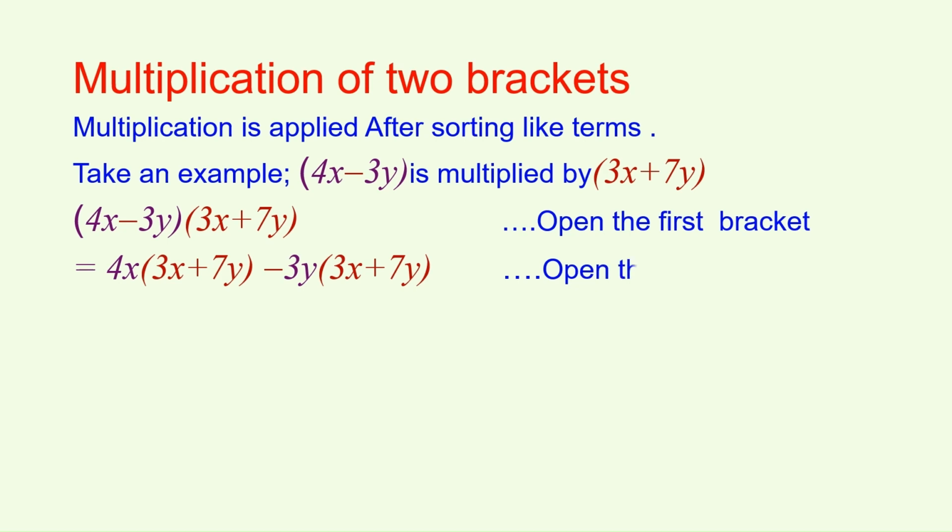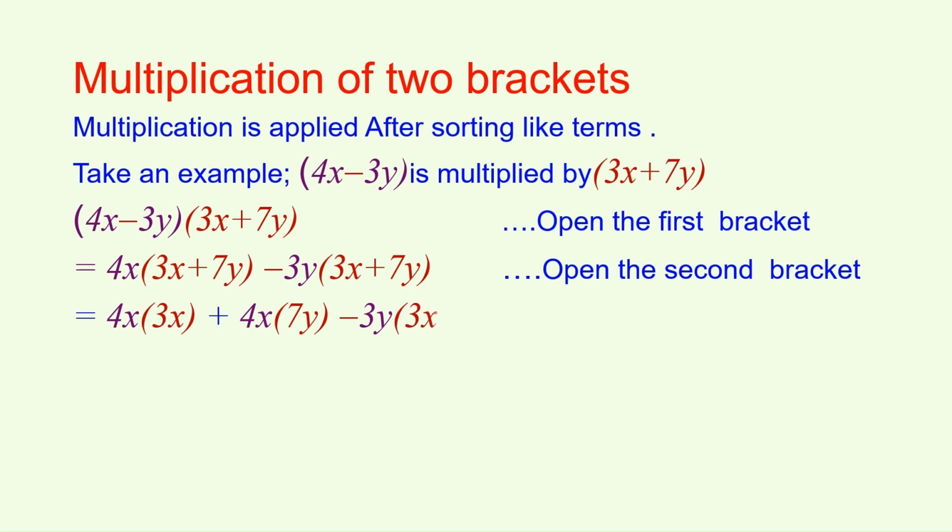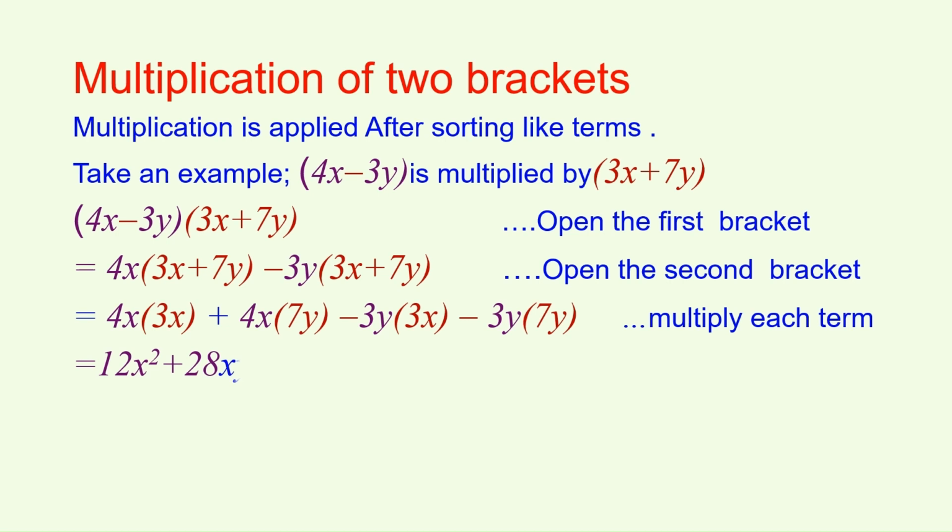Open the first bracket. Equals 4x times 3x plus 7y minus 3y times 3x plus 7y. Open the second bracket. Equals 4x times 3x plus 4x times 7y minus 3y times 3x minus 3y times 7y. Multiply each term.